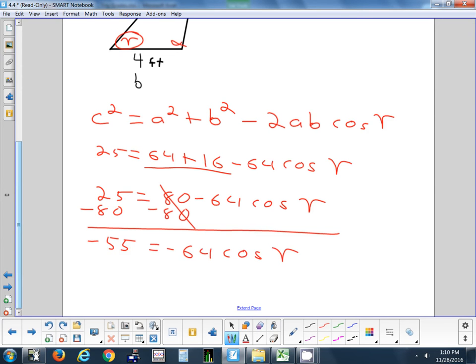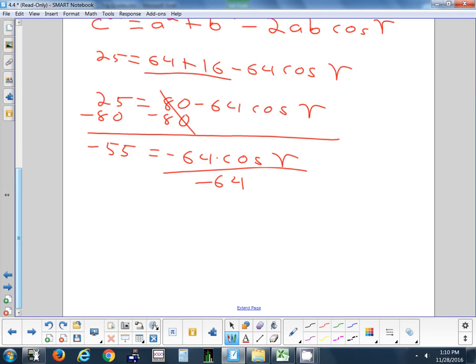Now I can do something with the negative 64 to get that on the other side. Okay, how do we move the negative 64? Divide it. Yep, divide it. So that's going to cancel the 64s, the negatives, and the other negatives. Don't do 55 divided by 64, just leave it. In fact, I'm never going to do that. I don't care what 55 divided by 64 is. I care about what gamma is.